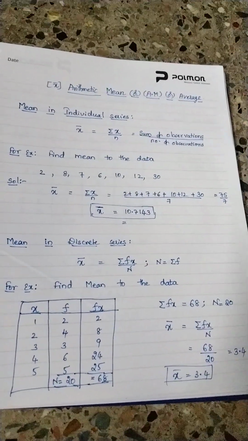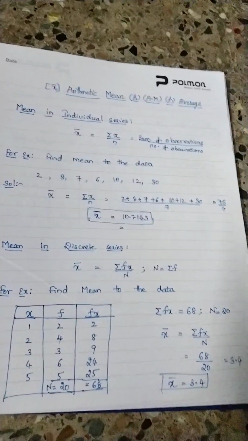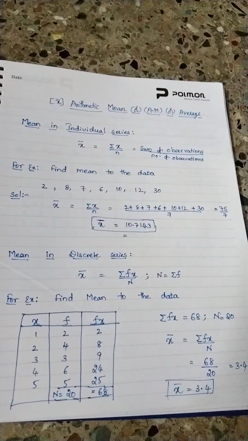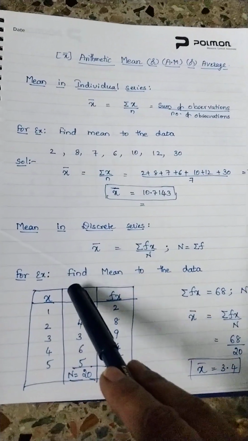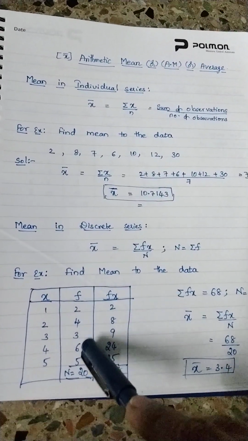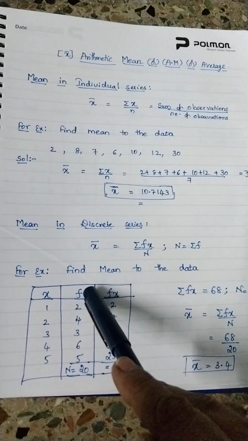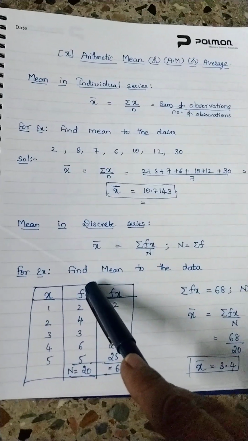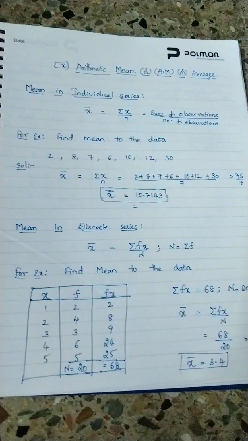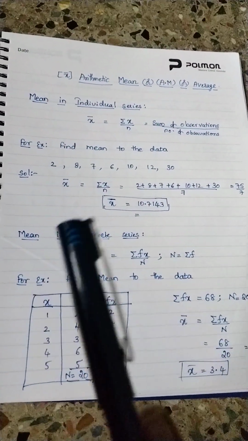When we compare the individual series and discrete series, we have to know that the individual series is of ungrouped data and the discrete series is of grouped data. We can explain that by seeing this example. See, x is from 1 to 5 and the frequencies are 2, 4, 3, 6, 5. The value of x is 1, and the frequency means how many times it has occurred in the data, that is 2. They will give you the data up to here. You are going to find the mean of the data based on the values of x and f.